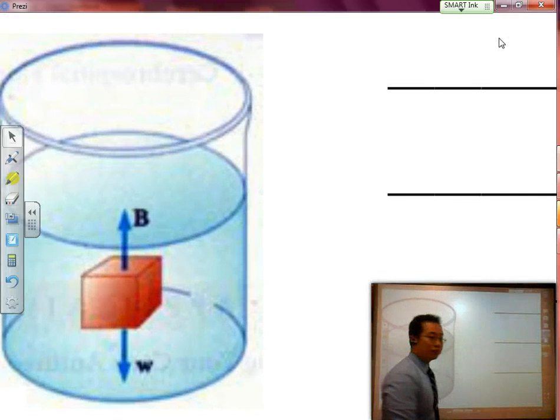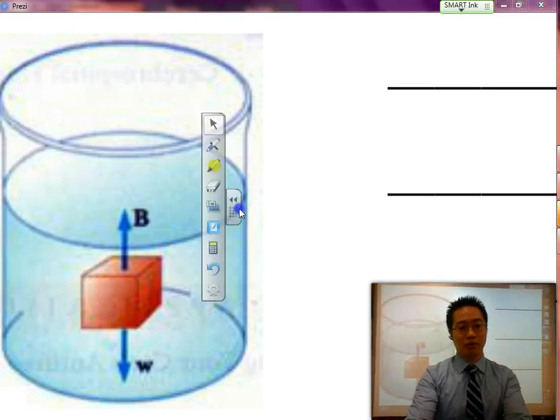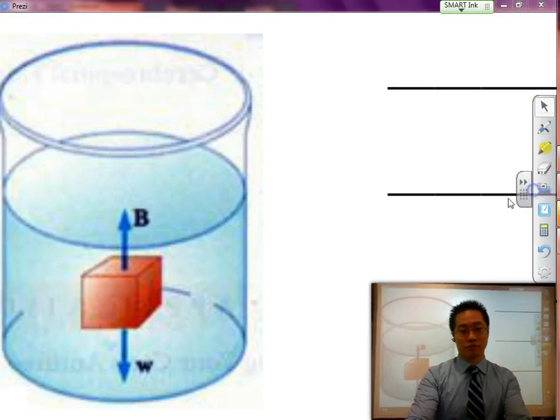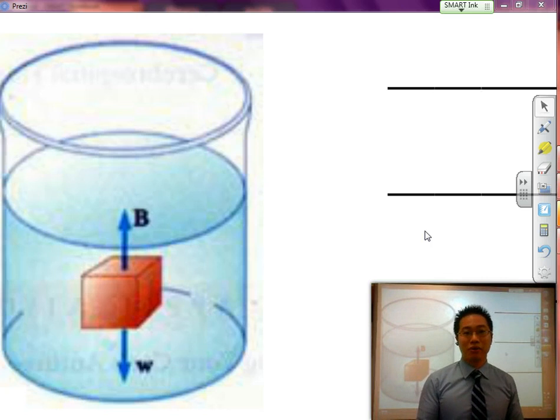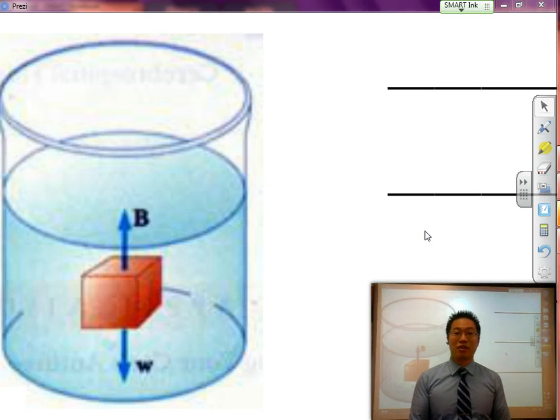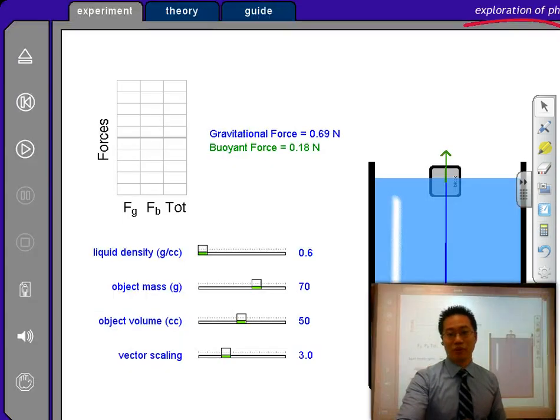Okay, if you take a look at this example here, we have an object floating within the water, and you can see, according to the free body diagram, there's a buoyant force going up, and the weight of the object, the mg, going down. So let's go over to my animation.